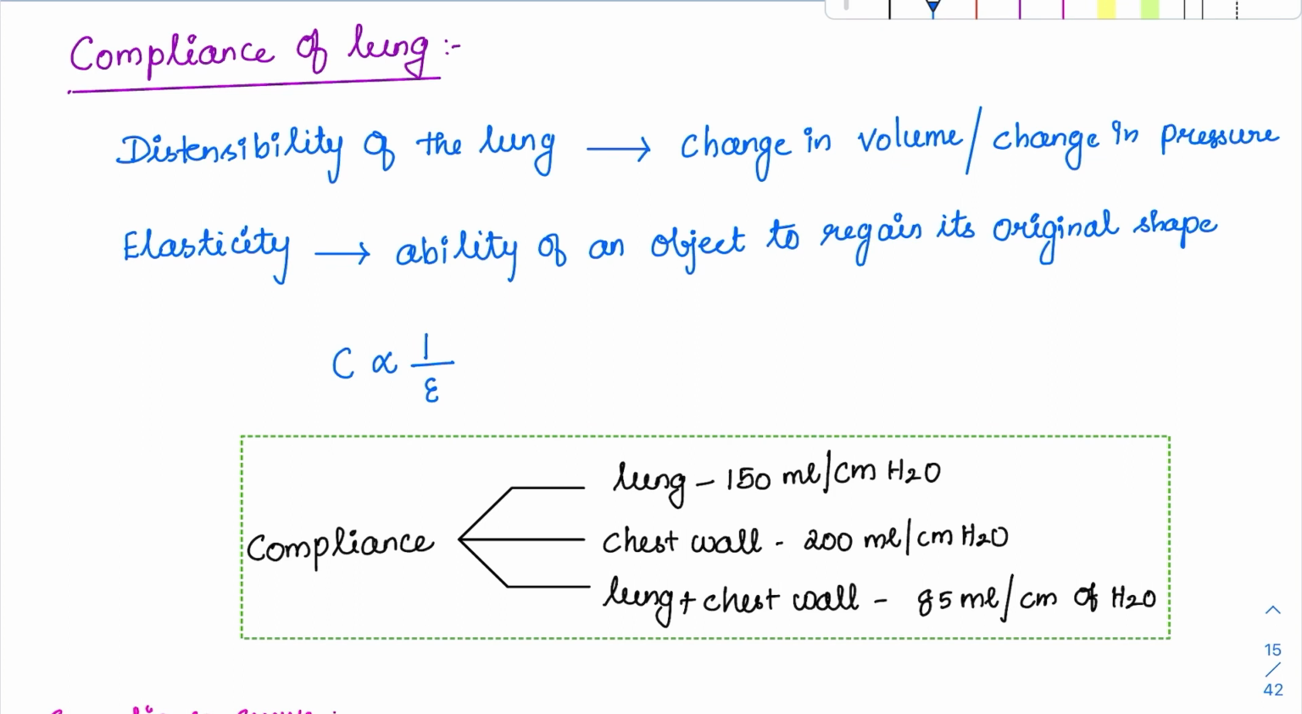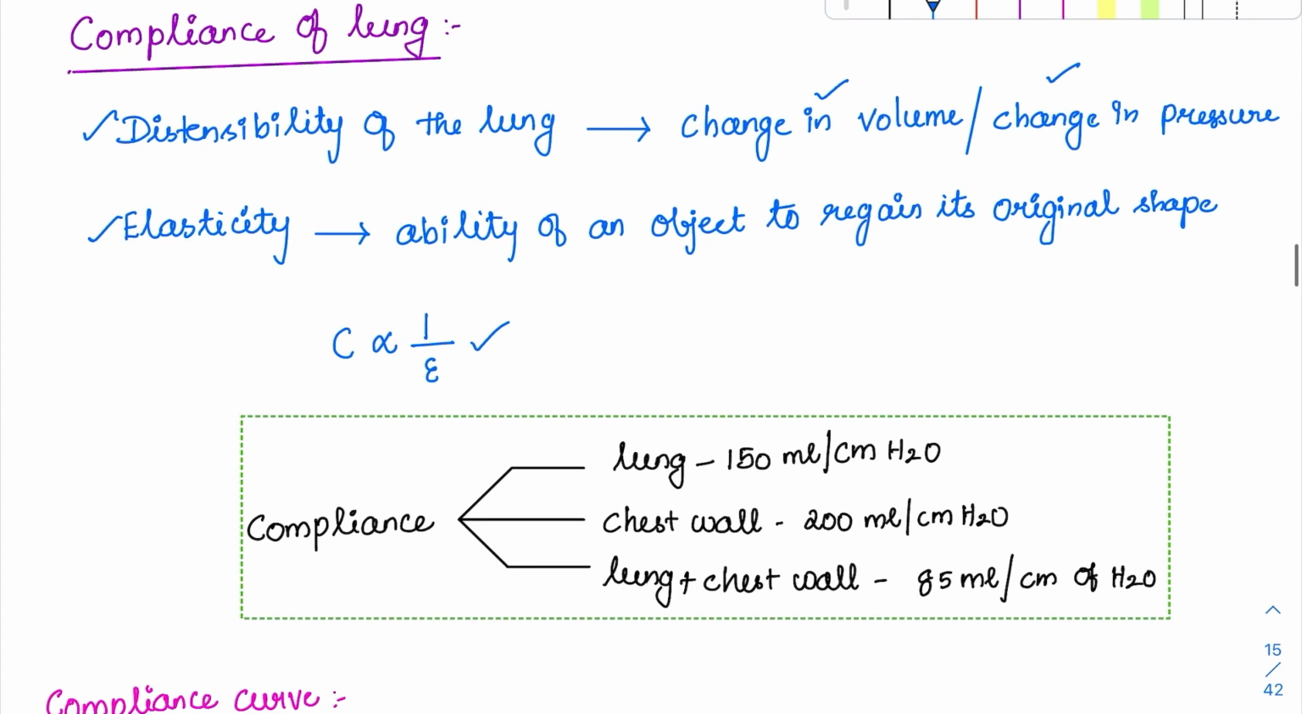Coming to distensibility, the distensibility of the lung is the compliance of the lung, which is change in volume with respect to change in pressure. And we are going to measure the pressure as transpulmonary pressure. Coming to elasticity, it is the ability of an object to regain its original shape. So compliance is actually inversely proportional to elasticity. They are inverse of each other.